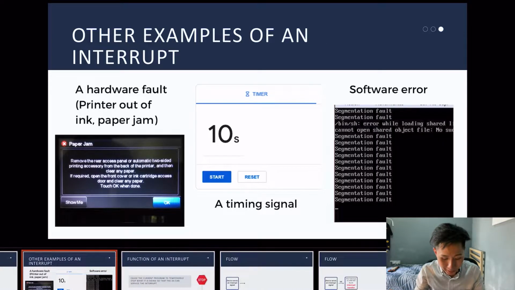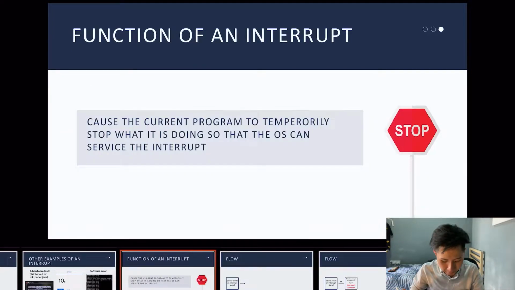Other examples could be from a hardware fault, for instance when the printer is out of ink, paper is jammed, a timing signal, or even software errors. So the function of all these interrupts is to cause the current program to temporarily stop what it is doing so that the OS can service the interrupt.